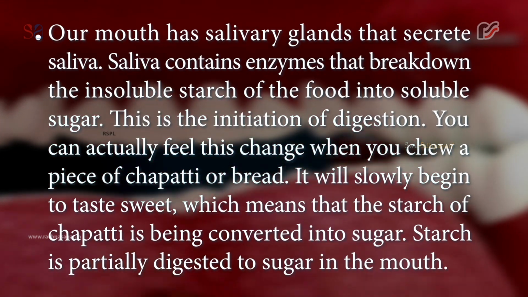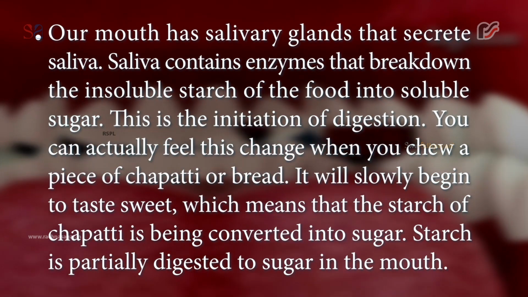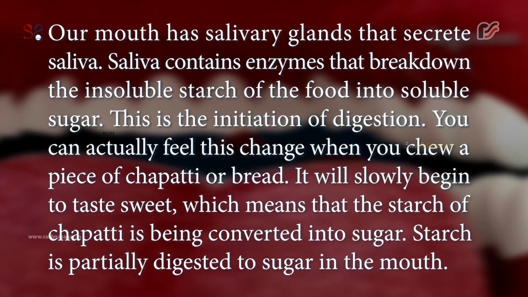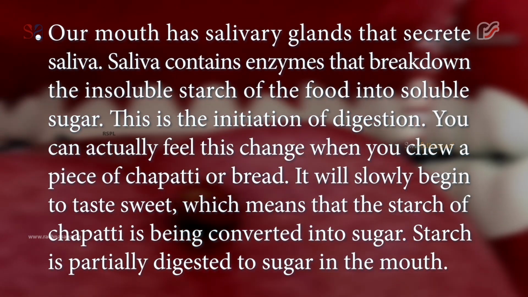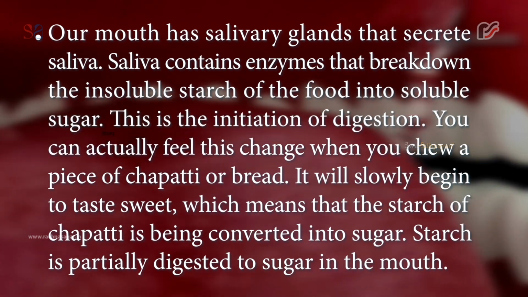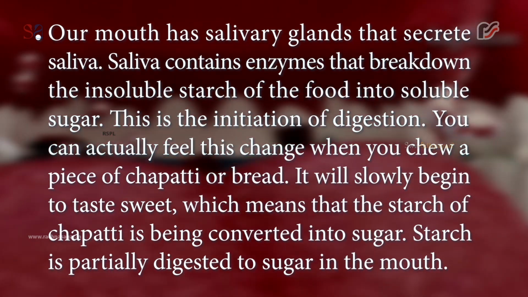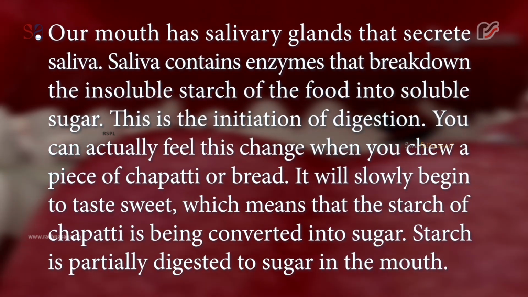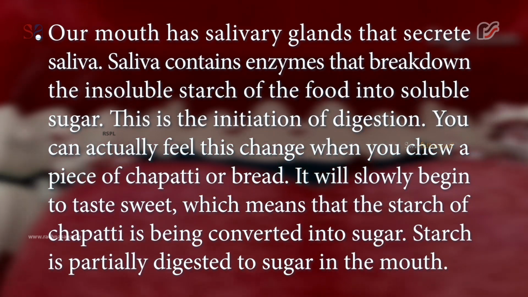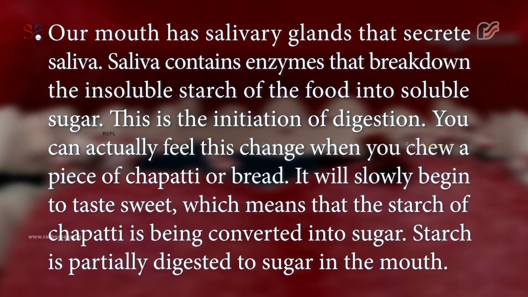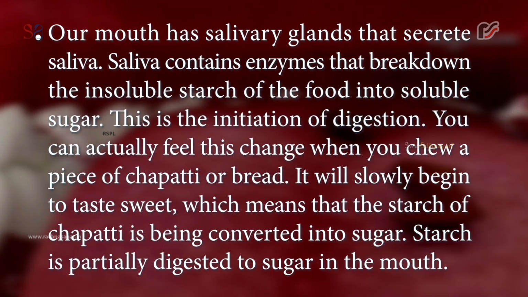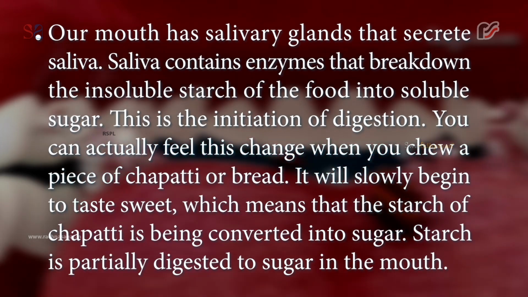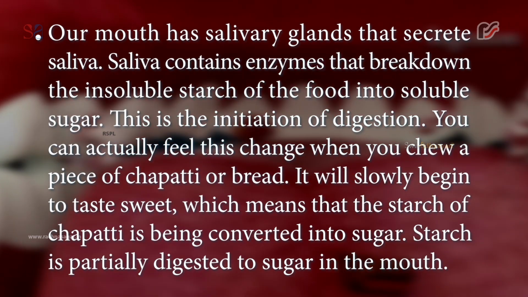Our mouth has salivary glands that secrete saliva. Saliva contains enzymes that break down the insoluble starch of the food into soluble sugar. This is the initiation of digestion. You can actually feel the change when you chew a piece of chapati or bread. It will slowly begin to taste sweet, which means that the starch of chapati is being converted into sugar. Starch is partially digested to sugar in the mouth.